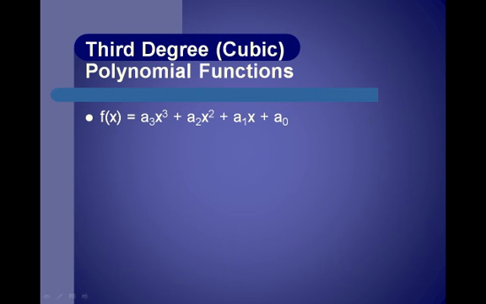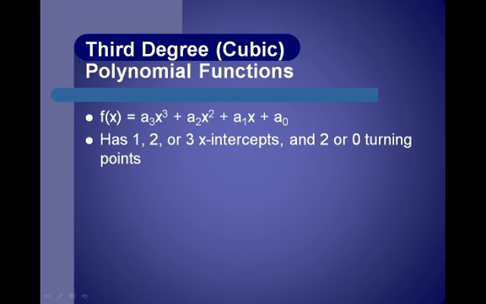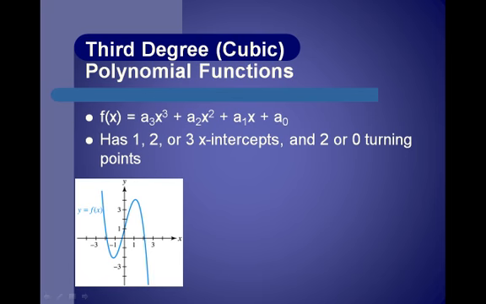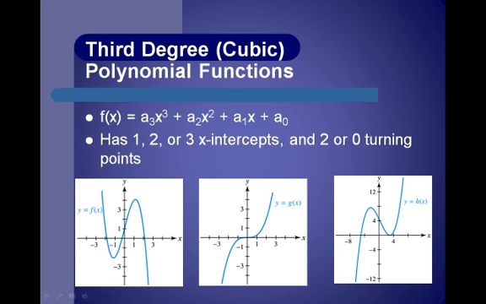We also have third-degree polynomial functions, also called cubic functions. And these are functions of the form f of x equals a sub 3 x to the third plus a sub 2 x squared plus a sub 1 x plus a sub 0. Now, cubic functions have 1, 2, or 3 x-intercepts, and they will either have 2 or 0 turning points. Here are some examples of cubic polynomial functions.